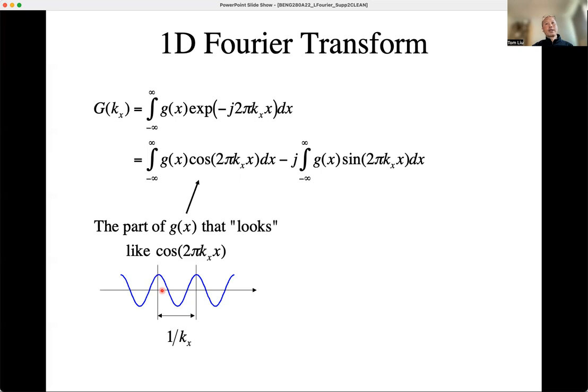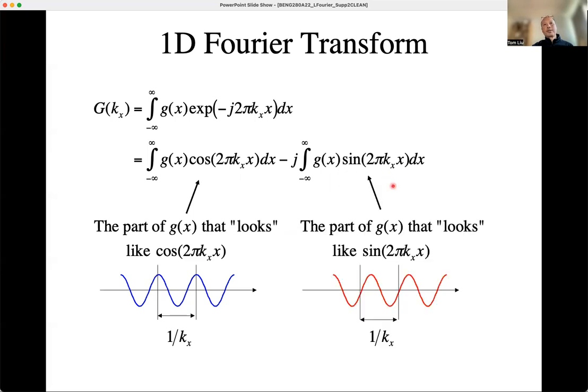So we also need the sine to capture functions that are slightly shifted. That's why we need the sine term here. This is the part of g of x that looks like sine of 2 pi kx x. With the sine and cosine, we're able to pick up any shifts of the signal between the cosine and sine. That turns out to be sufficient to capture signals that are shifted in time or space.